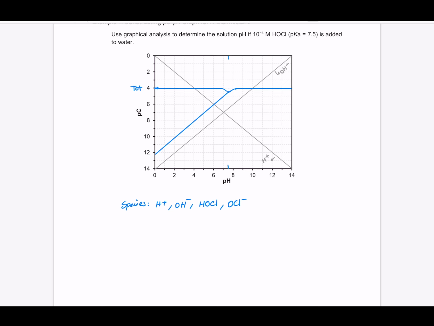This would be the slope for OCl minus. And then I'm using one color for both of them here, so you know which one is which. Yeah. So this would be OCl minus, HOCl.